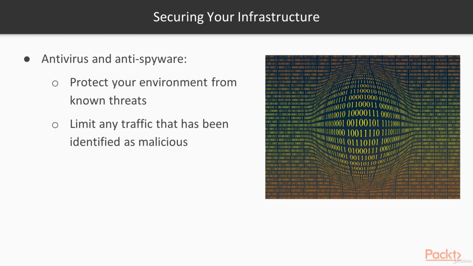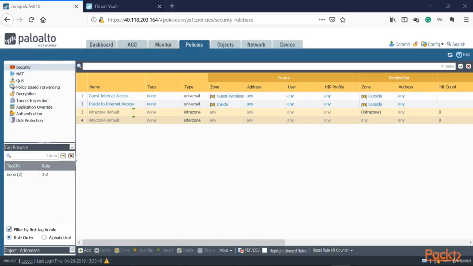So you have to make sure that your firewall is entitled for that service in order for you to enable it. So let's go ahead and get started. Once we log in to the Palo Alto, you're going to see that I have two policies. One policy says anyone from the guest wireless is allowed to go to the outside, and this is basically what gives the guest wireless network access to the internet.